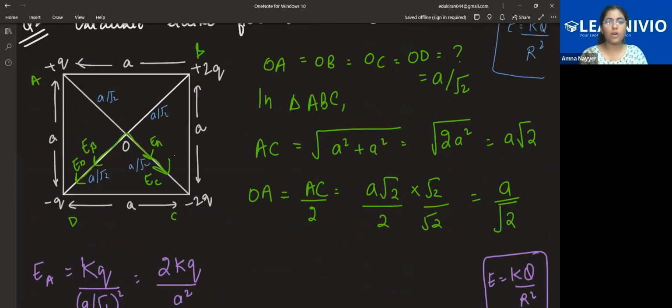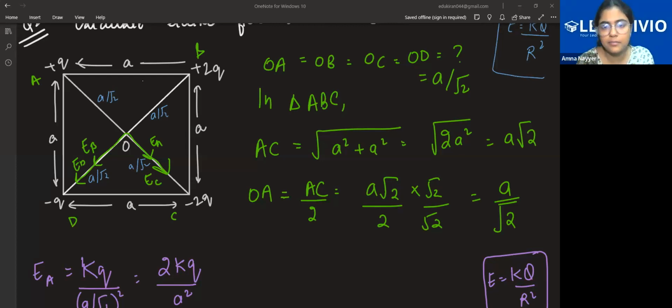Can anyone tell me, for parallelogram law, I need the angle. What is the angle between the vector E1 and E2? That is this arm and this arm, because I have to use parallelogram law.